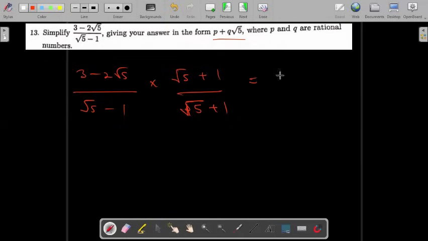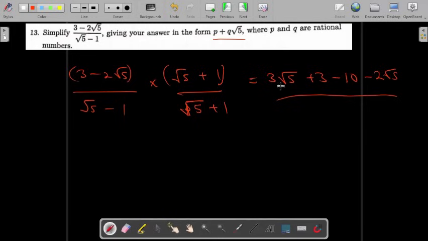And of course, on top, you're multiplying it by what? By that there. So 3 multiplied by the square root of 5, that's 3 root 5. Then you have plus 3, multiplied by the 1. And you have negative 2 multiplying by root 5. This frees the 5 from the root, and you just get negative 2 multiplying by 5, and that gives us negative 10. Then the last part there, you just get negative 2 root 5.